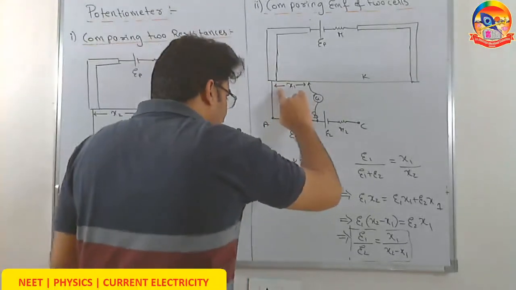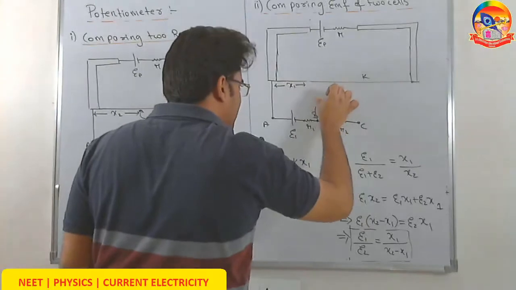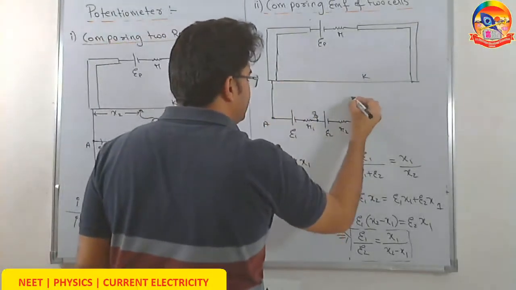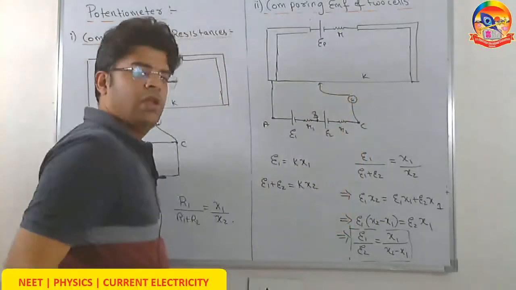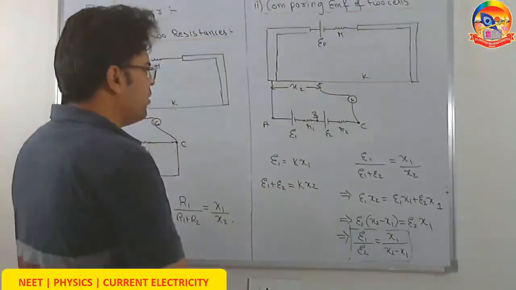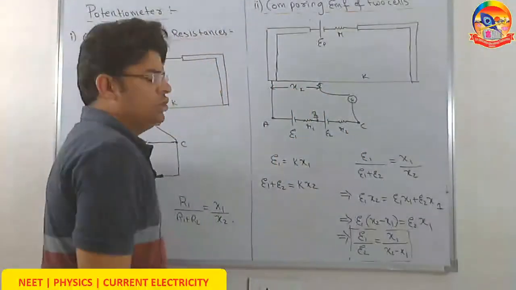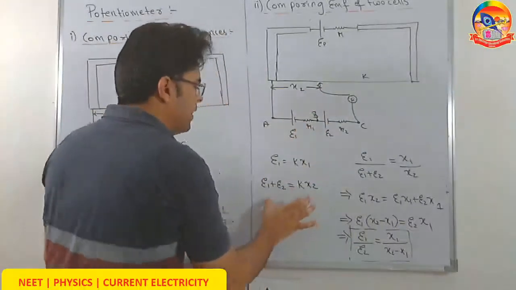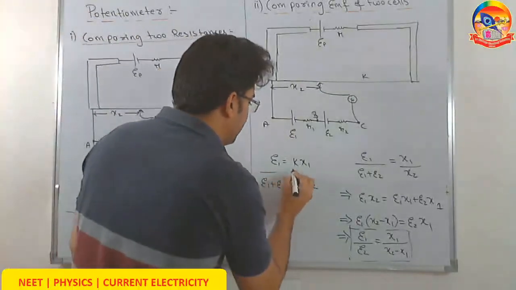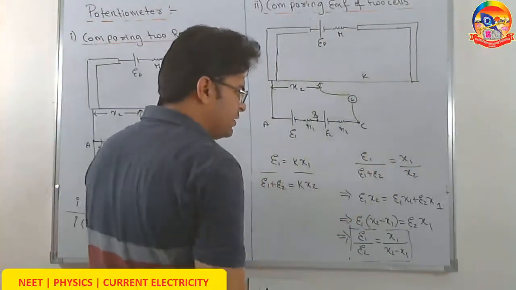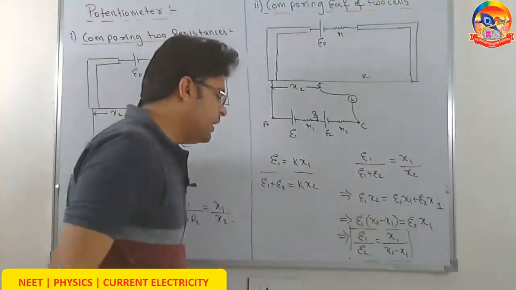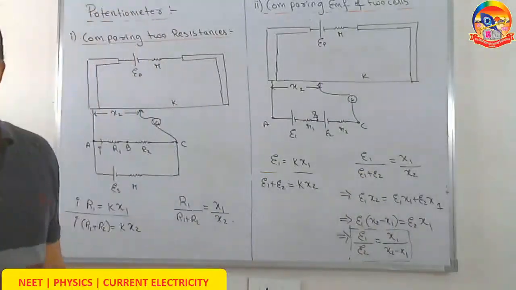Now, once I have calculated x1, I remove the galvanometer and reconnect it to point C on the potentiometer wire. Now let's say this time the balance length comes out to be x2. So the potential drop between A and C will be E1 plus E2. So E1 plus E2 equals kx2. That becomes my second equation. Now I will do the same thing as I did before. Divide both sides, so k and k get cancelled. You get E1 upon (E1 plus E2) equals x1 by x2. Then rearrange and solve, and you can find out the ratio of EMF.